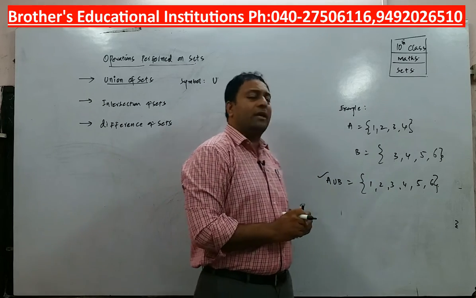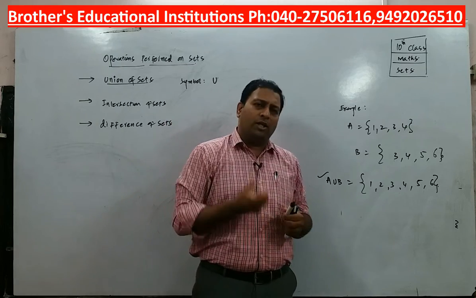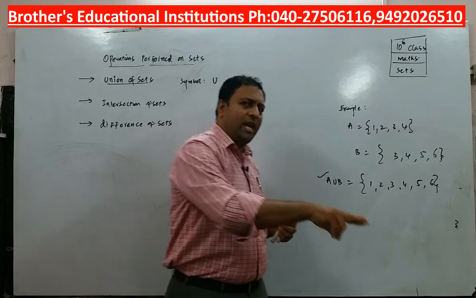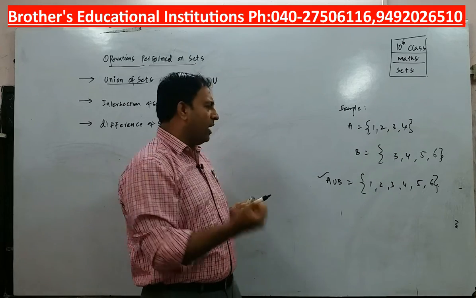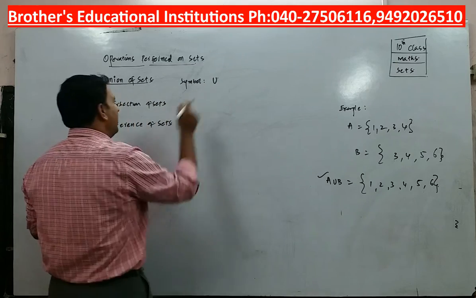I am sure you are clear with the concept, right? I repeat the definition. A union B, or the union of sets, is nothing but the set of elements which are present in A or in B. That is called A union B. So when I take two sets into consideration, I write the definition that way.